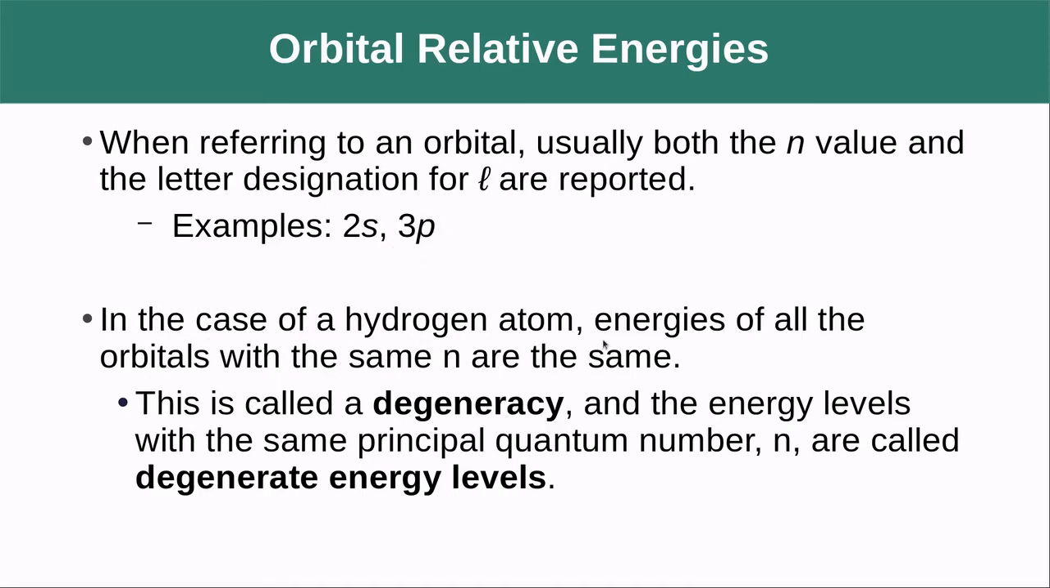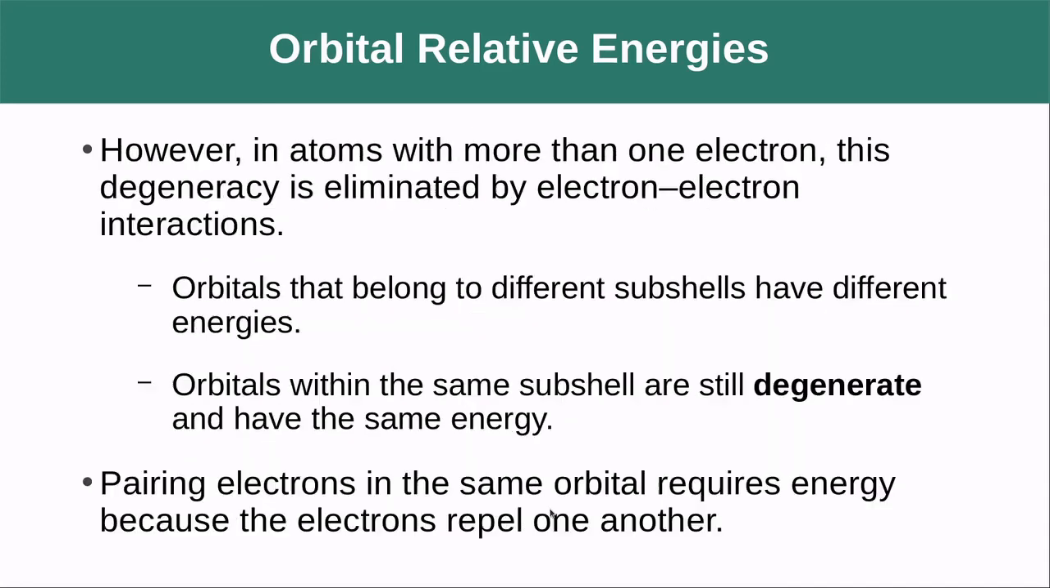In the case of the hydrogen atom, energies of all orbitals with the same n are the same. This is called a degeneracy, and the energy levels with the same principal quantum number n are all called degenerate energy levels. However, in atoms with more than one electron, this degeneracy is eliminated by electron-electron interactions. Orbitals that belong to different subshells have different energies. Orbitals within the same subshell are still degenerate and have the same energy.